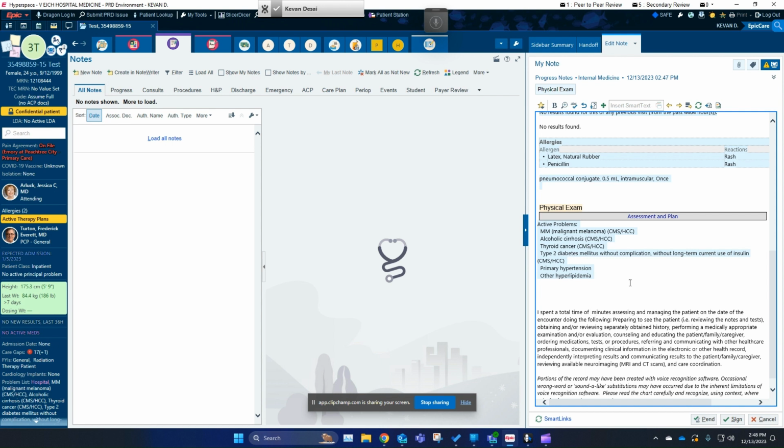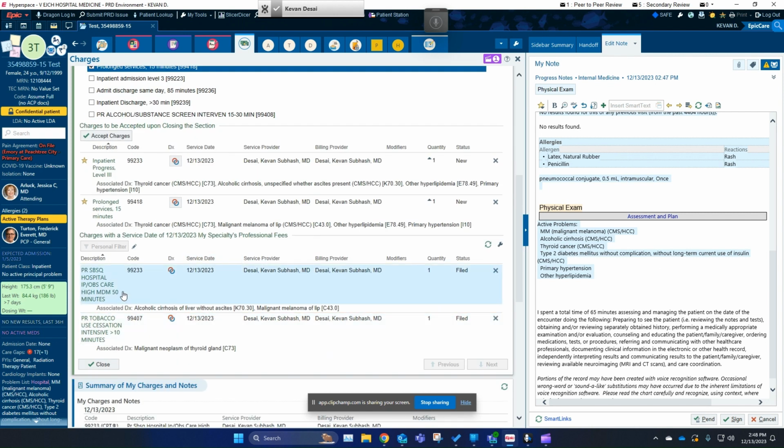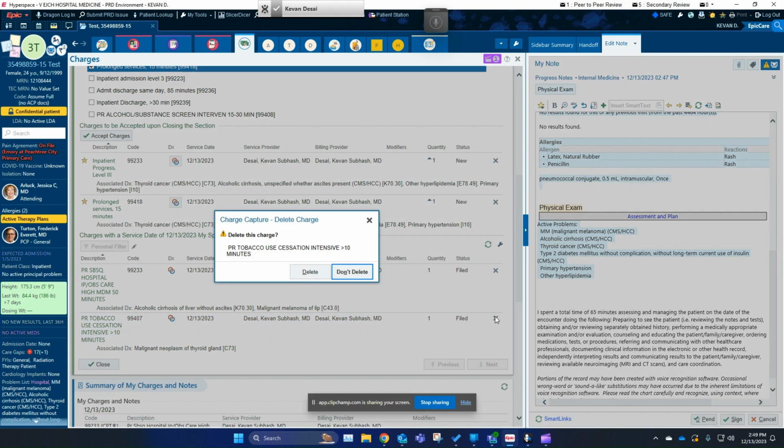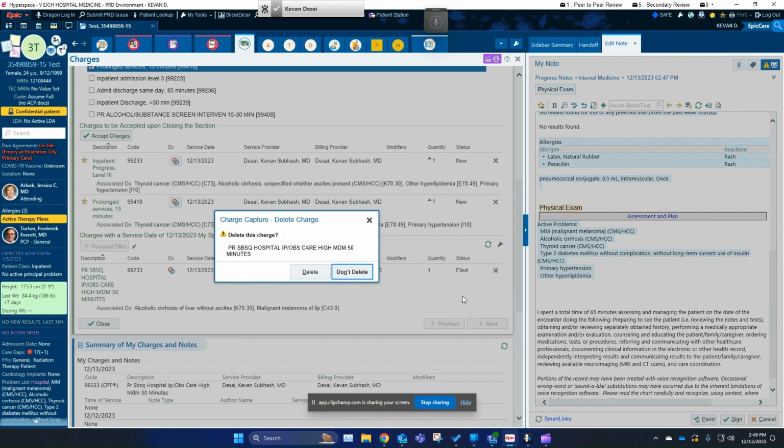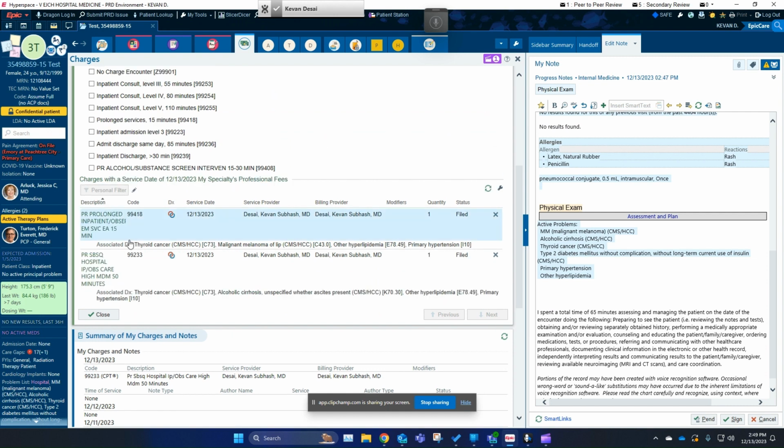But let's say I actually did spend 65 minutes with this patient. I would update my total time to 65 minutes, which would then fall in line with this bill, which is going to be inpatient progress level 3, which goes up to 50 minutes, plus an extra 15 minutes, which makes it 65 minutes. My documentation now matches my bill. And then I can say that this is what I'm doing, and then I can accept those charges. So that's how you add the prolonged services.